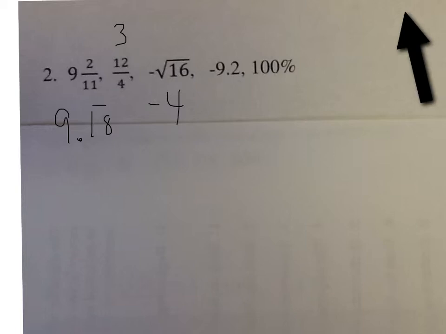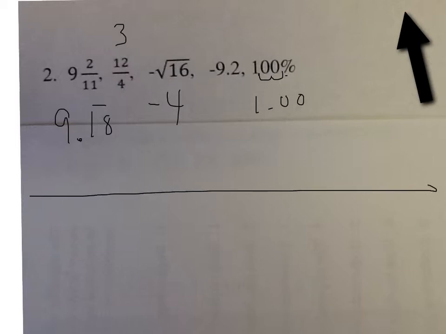Negative 9.2 is already a decimal, and I have to change 100%. A percent is not a decimal. That's not 100, so I have to Dr. Pepper, and that will give me 1.00. So now I'm going to use my number line. And it looks like I have everything from negative 9 as my smallest all the way up to 9. So I'm going to kind of group things a little bit closely together today. May not be to scale. There's negative 4. I'll do 0 over here. And then I'll go 1.